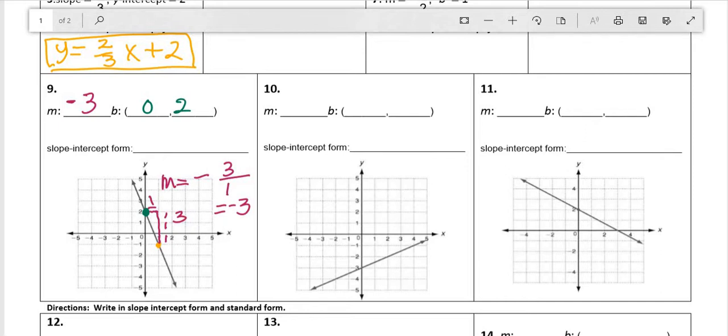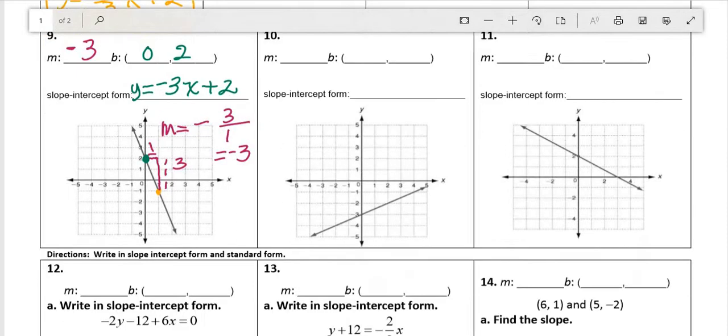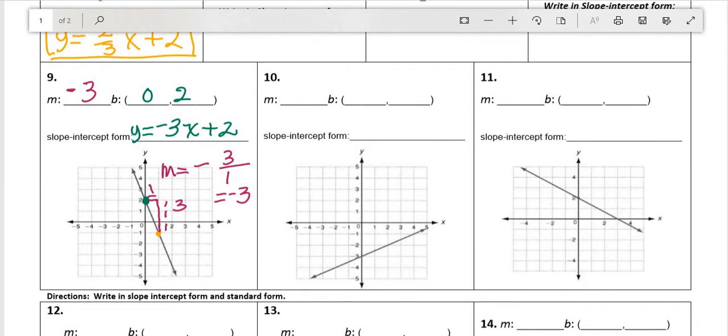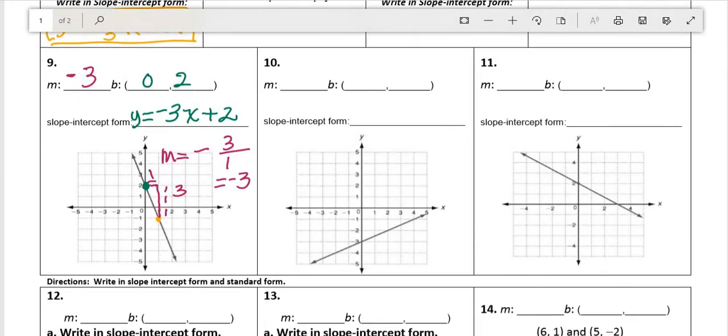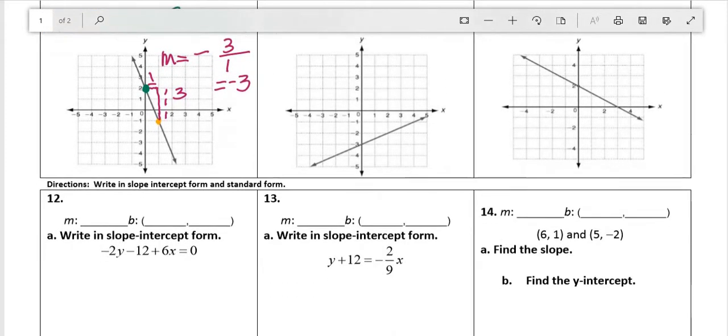That is my y-intercept. If I write this in slope-intercept form, I'm going to write it as y equals -3x plus 2. My slope is -3, and then my y-intercept is plus 2. So these are just some reviews of how to write the slope-intercept form.